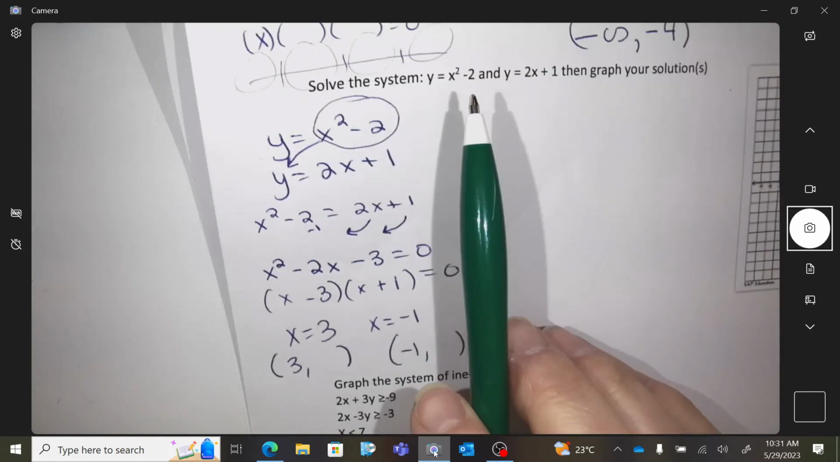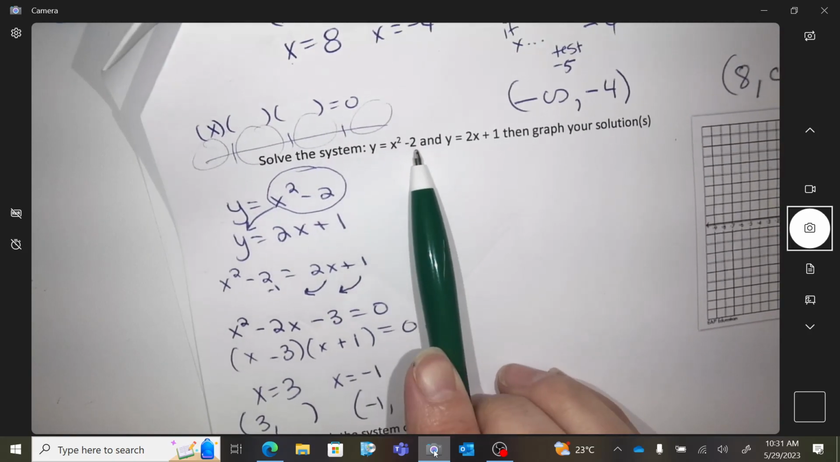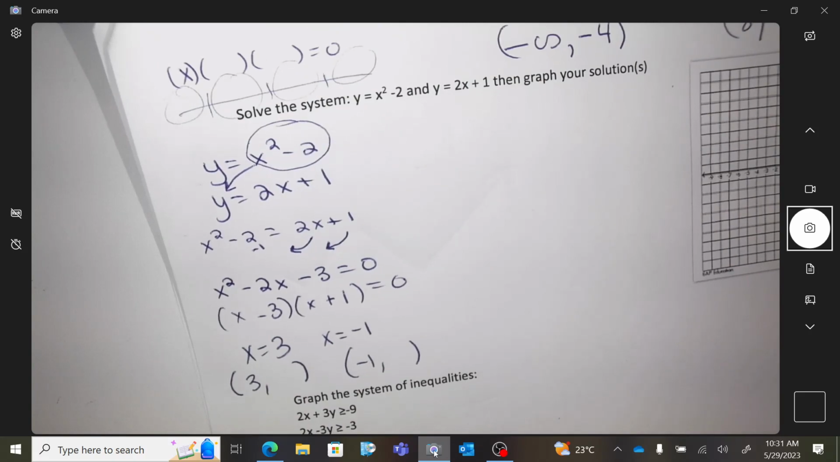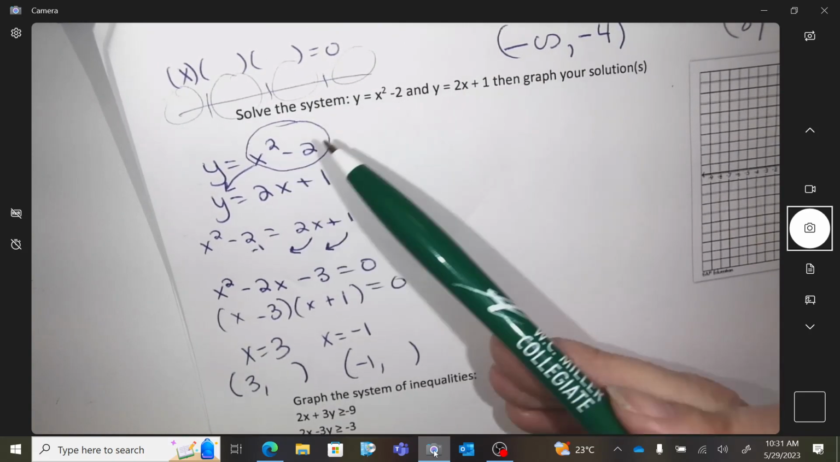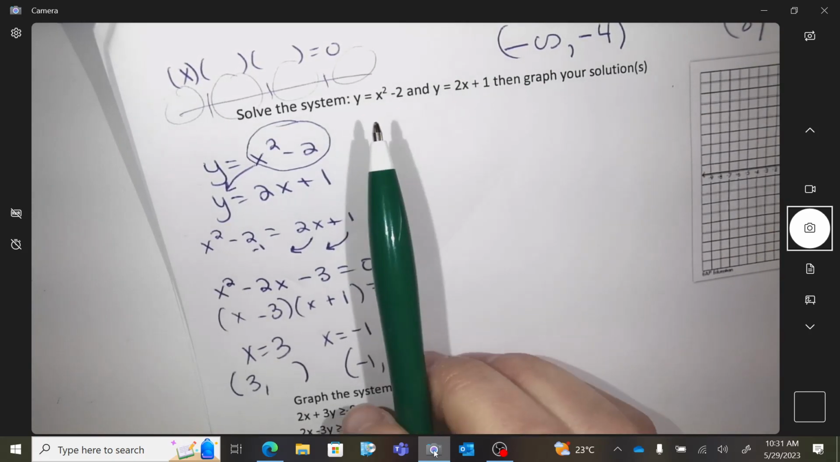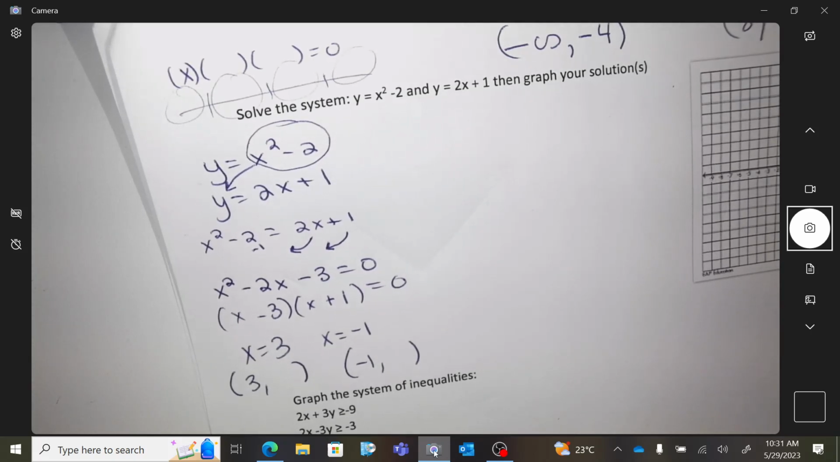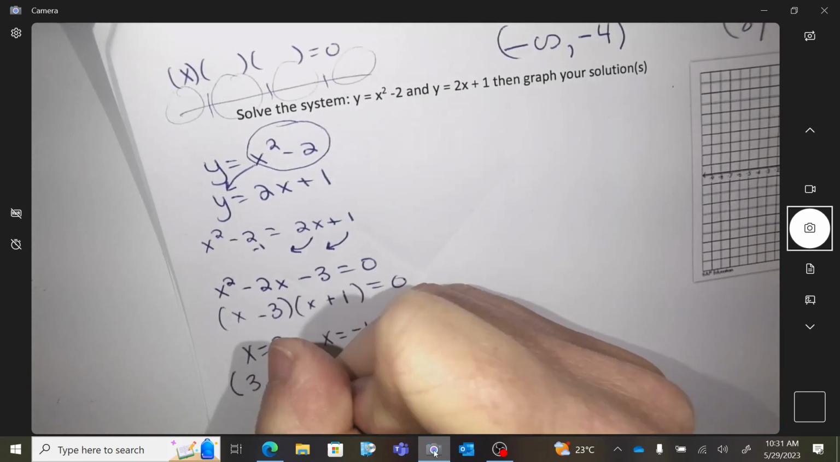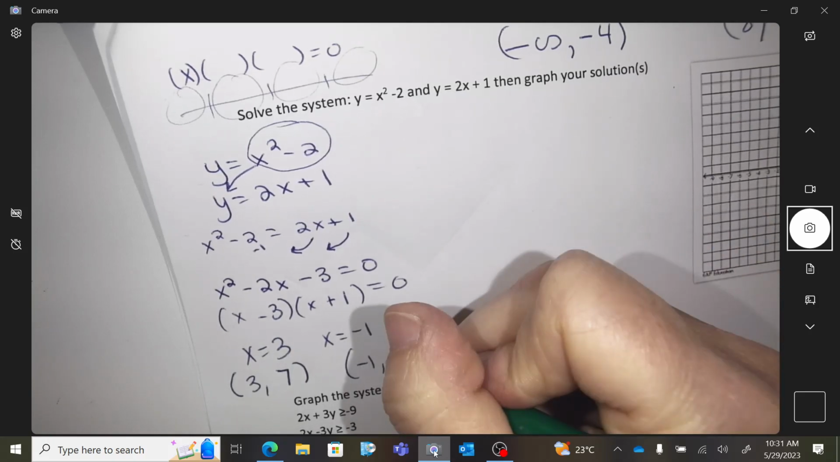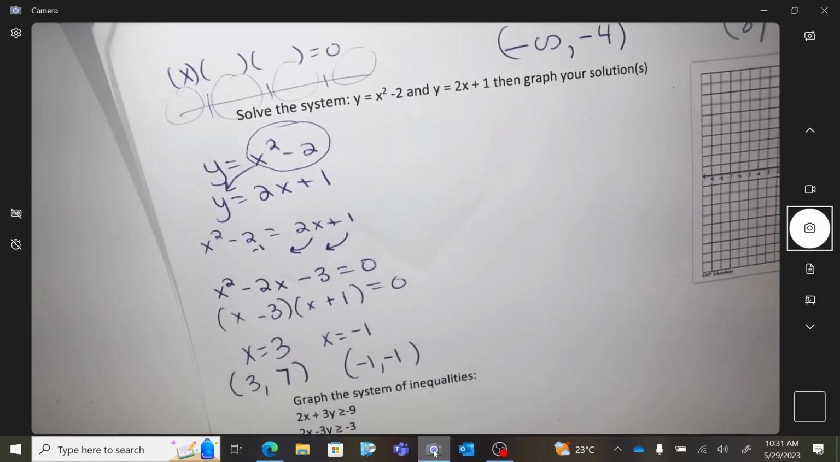Okay, it doesn't matter where you plug it in. You can go to this equation, you can go to this equation. Doesn't matter, you just pick which one you like better. So plug in a 3. See what you get out when you plug a 3 in. This one or that one, it doesn't matter. I'm getting a 7. Okay, same thing, plug a -1 in there. And what did you get? -1.